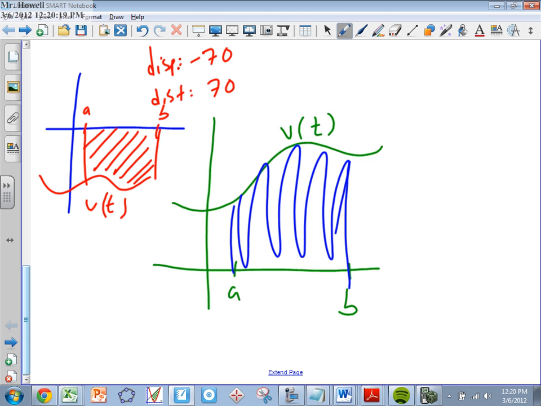Okay, whereas here, if you had a displacement of 50, then the distance would also be 50. What does always work with that? And it always does, always. And here's the way you can write it.